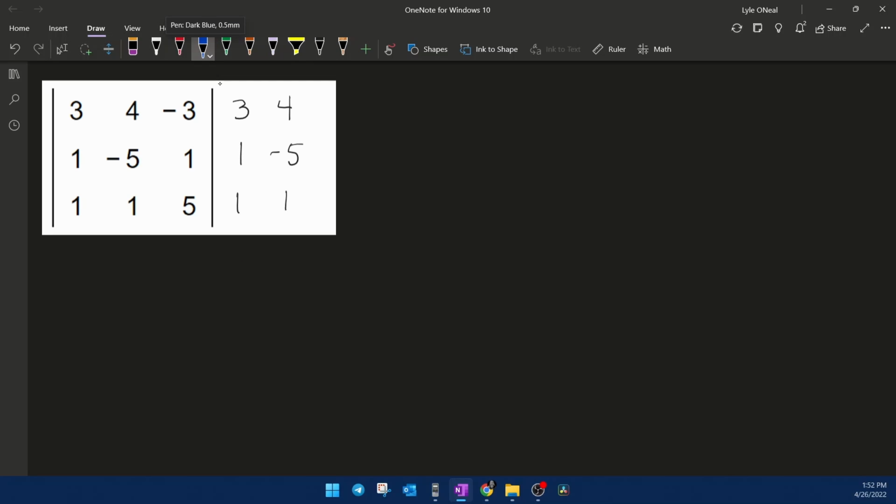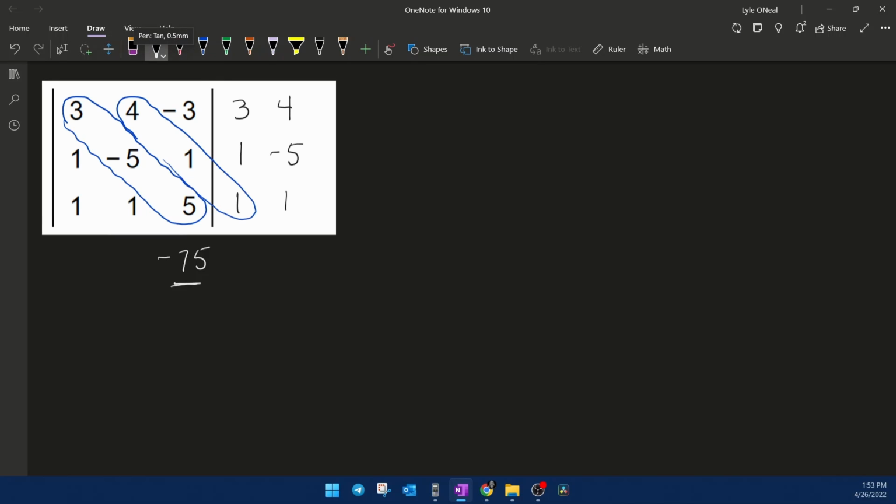Then the next step is to multiply down on the diagonals. So starting with this diagonal, we need to multiply 3 times negative 5 times 5, and whatever that is, we're going to write that down here. So that's going to give us negative 75, and then we move to the next diagonal and multiply 4 times 1 times 1.